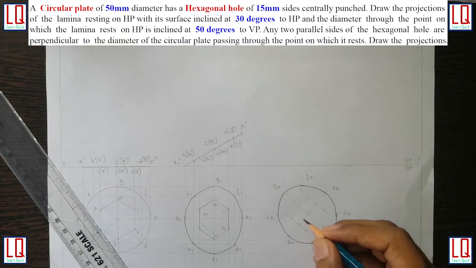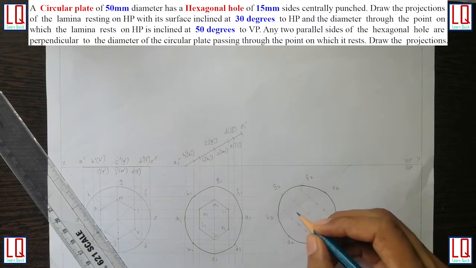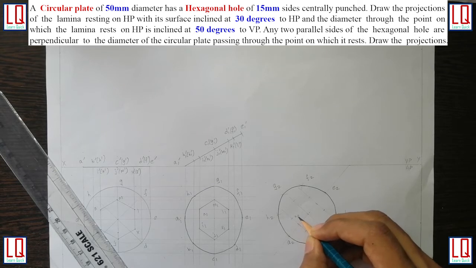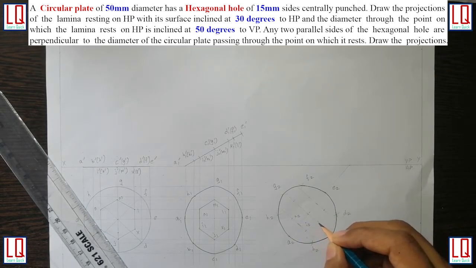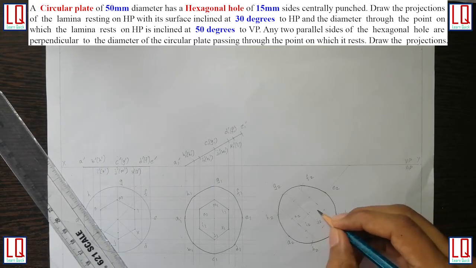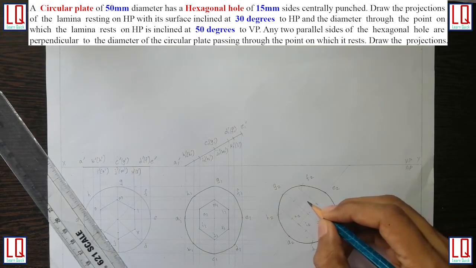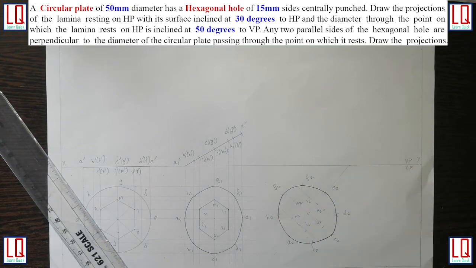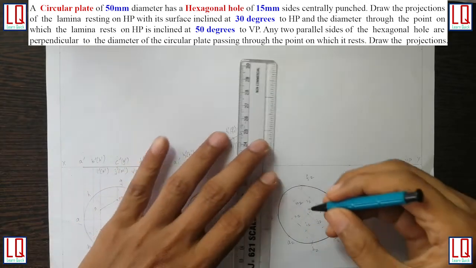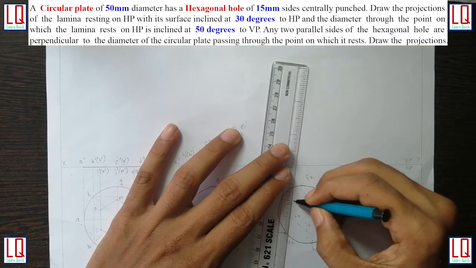Now name all the corners. We have N2 here, I2, J2, K2, L2 and M2. Now with the help of an HB pencil, join all the corners.